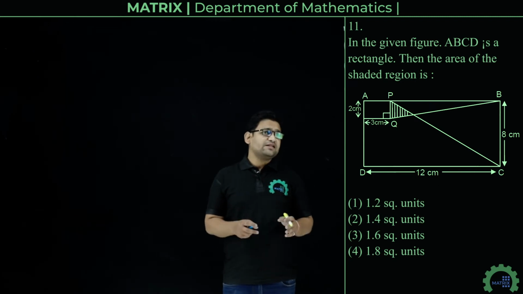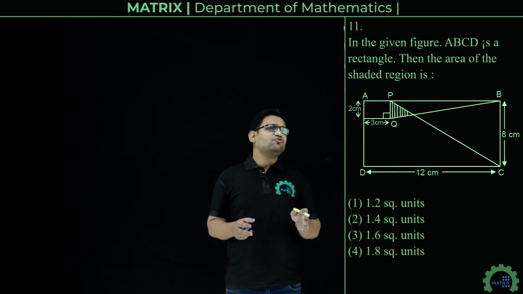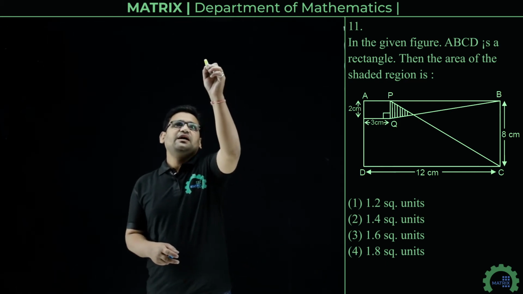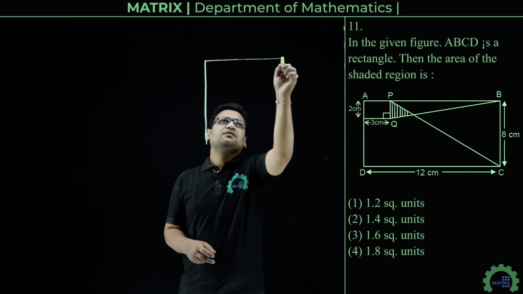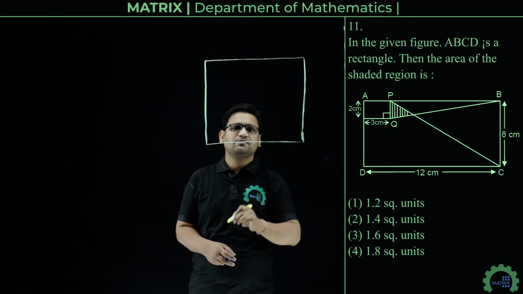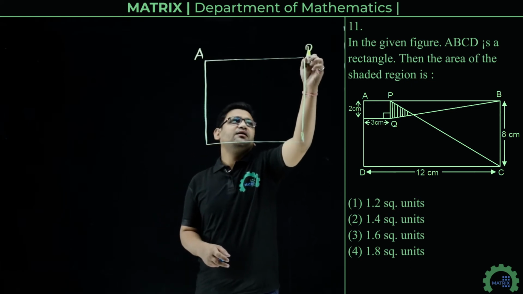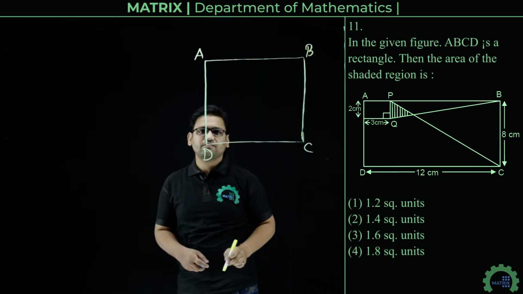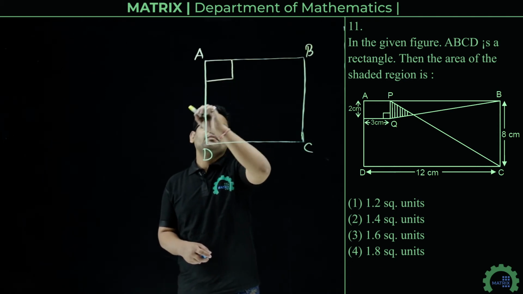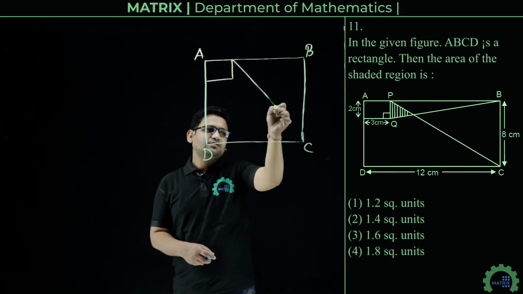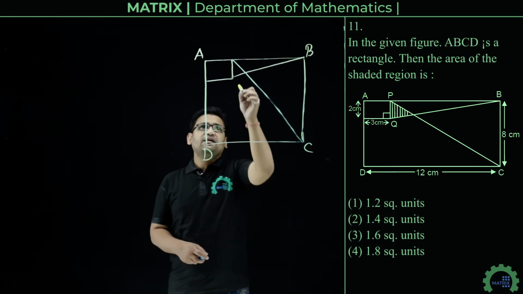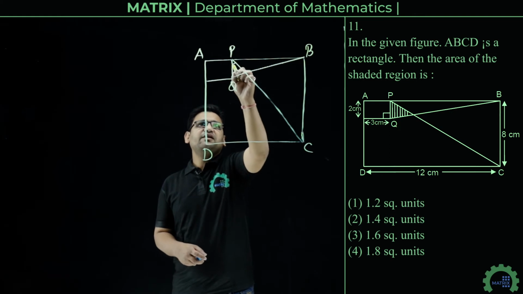In the next question, it is given that ABCD is a rectangle and we have to find the area of the shaded region. So first of all, we will draw the figure here. So ABCD is a rectangle given. This is a rectangle ABCD. Let's say this is point A, B, C and D. And another rectangle here it is given. Now we are given this figure and we have to find the area of this shaded part.